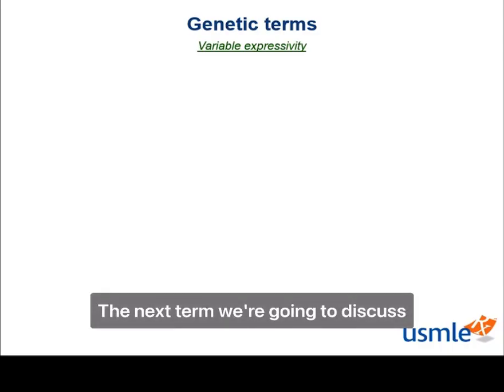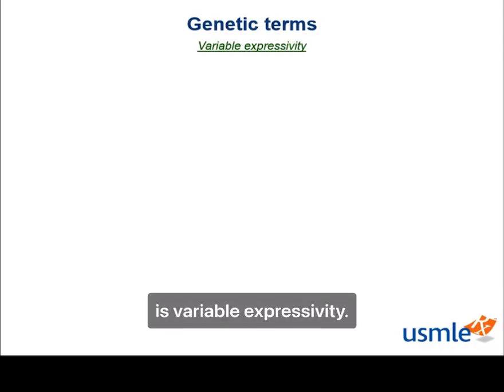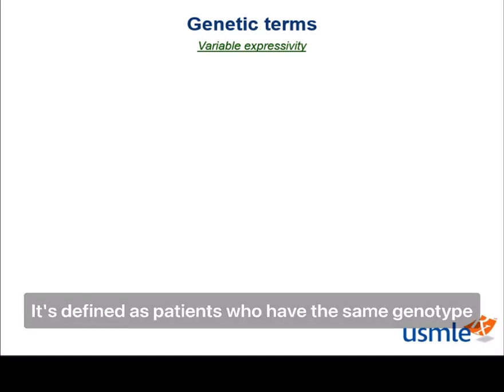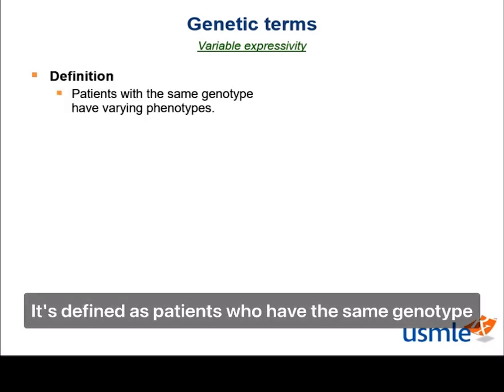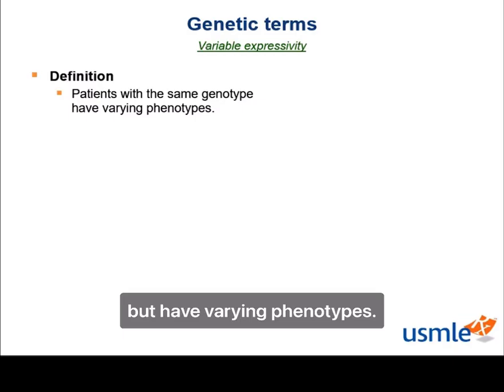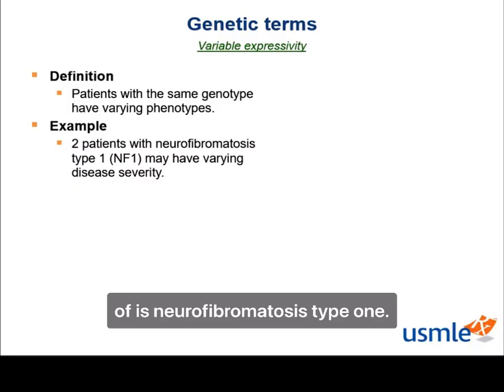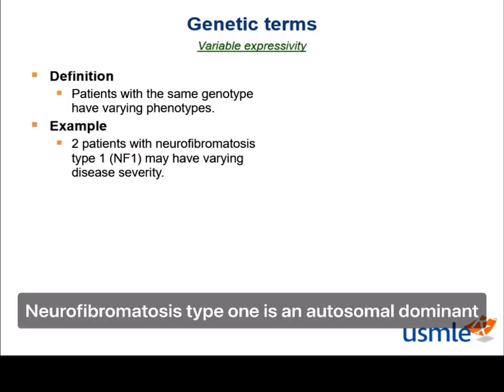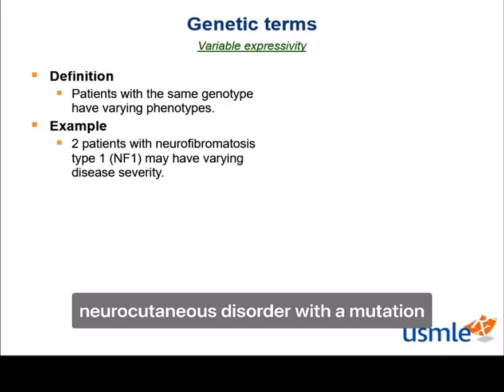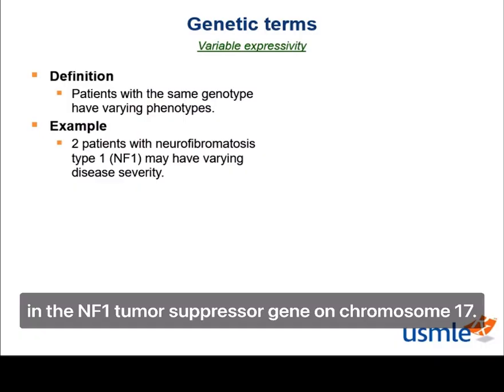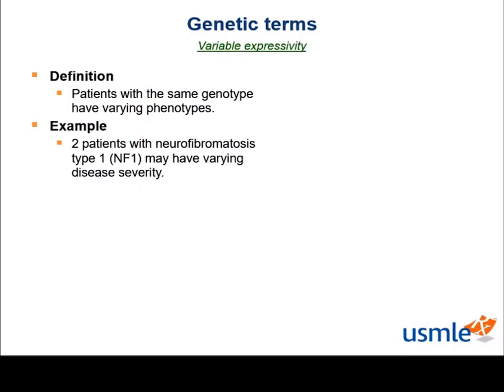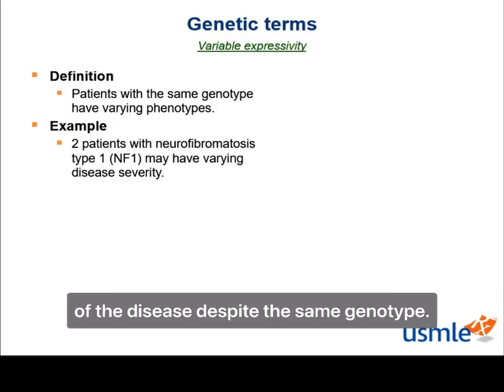The next term we're going to discuss is variable expressivity. It's defined as patients who have the same genotype but have varying phenotypes. The example that you can think of is neurofibromatosis type 1. Neurofibromatosis type 1 is an autosomal dominant neurocutaneous disorder with a mutation in the NF1 tumor suppressor gene on chromosome 17. There are different presentations of the disease despite the same genotype.